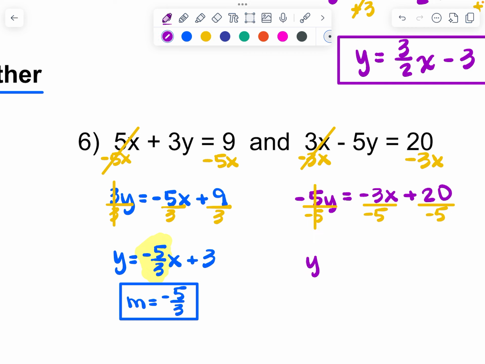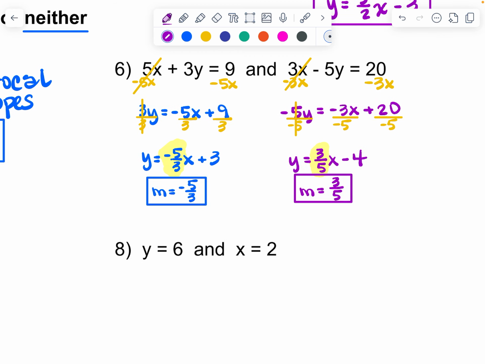And so that is going to give us y equals, now if you type this in your calculator, or you don't have to, obviously I can't divide 3 by 5 and that doesn't reduce, but a negative divided by a negative is a positive, so that will turn into a positive 3/5 x. And then of course 20 divided by negative 5 is negative 4. I don't really care about the y-intercept though, I just care about this guy, right? Because now that he's in y equals mx plus b form, now I can see his slope is positive 3/5.